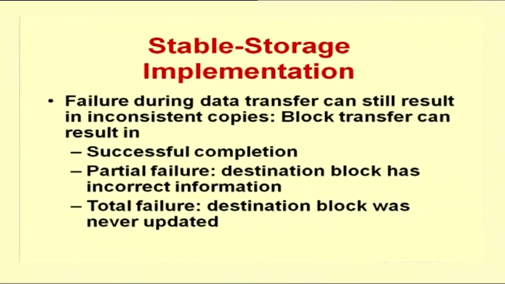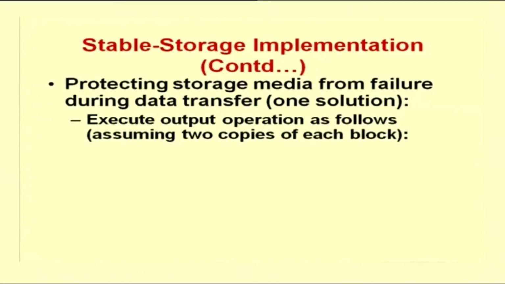So, when the transfer is working, there is no failure, then successful completion. Partial failure is when the destination block, where you are going to send it to, has incorrect information, and total failure is when the destination block was never updated. So, these are the three issues that can happen, and protecting storage media from failure during the data transfer is what we want to do.